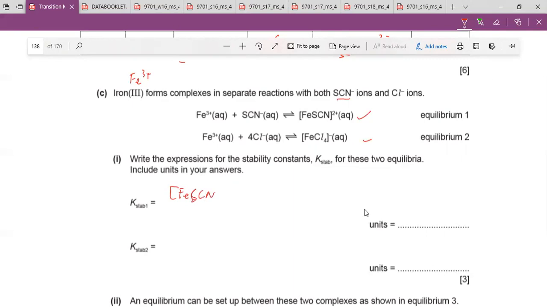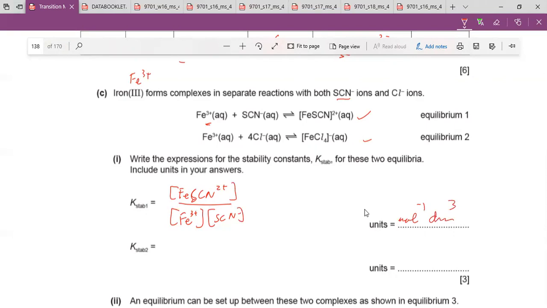FeSCN. Now they didn't put the water, so don't care. You copy as it is. Of course, actually there's H2O5 there, but don't care. 2 positive over what? Over Fe. Of course, got 6 water here, but don't care. You do as they tell you here. SCN minus. So 1 minus 1 is small. Minus 1.